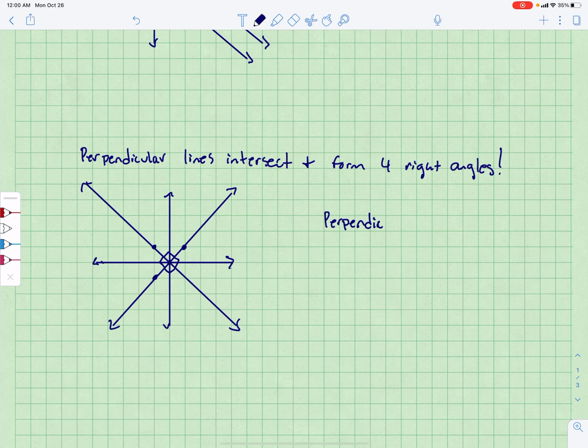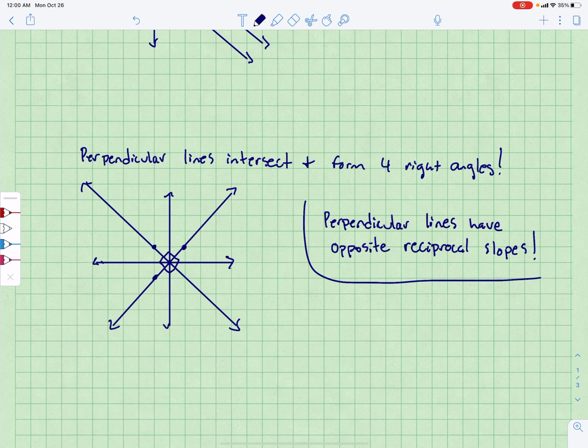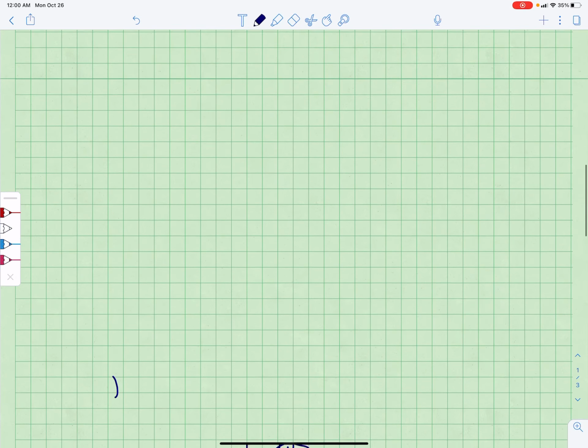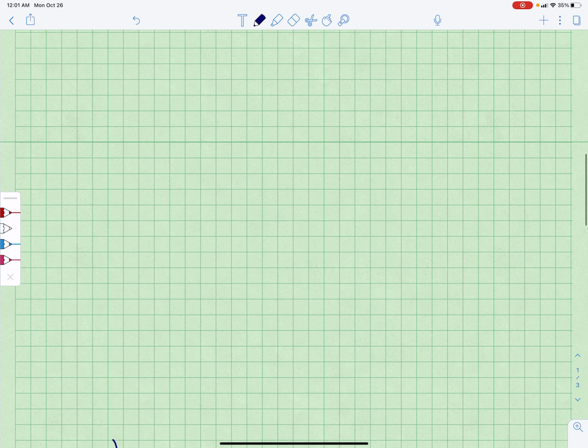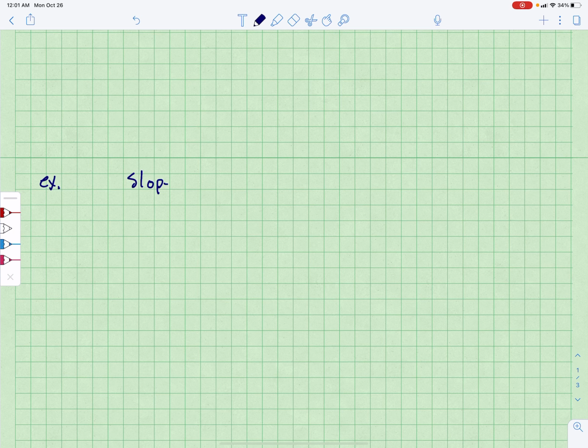Perpendicular lines have opposite reciprocal slopes. And again, we'll look at exactly what that means as we look at some examples. So down here, I'm going to make a chart. I'll do some examples here. So for example, let's start with slope here, and then we'll go parallel slope, and then perpendicular slope.